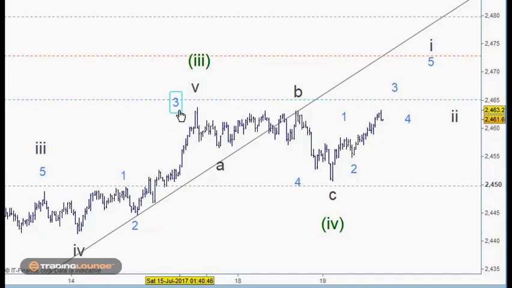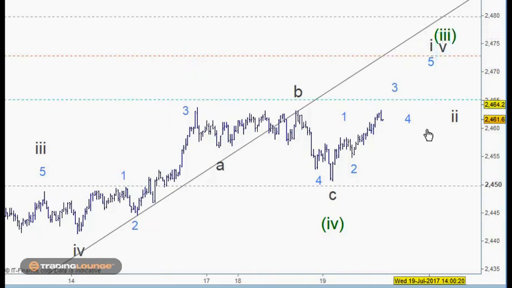But this would really just leave it as this blue wave 3 here. So 1 and 2 and 3, and then ABC for 4 here. And then going up for basically wave 5 here, then that would give us wave 5 of wave 3 here. So I think that that's quite possible as well. It's not going to hinder us at this particular stage here.